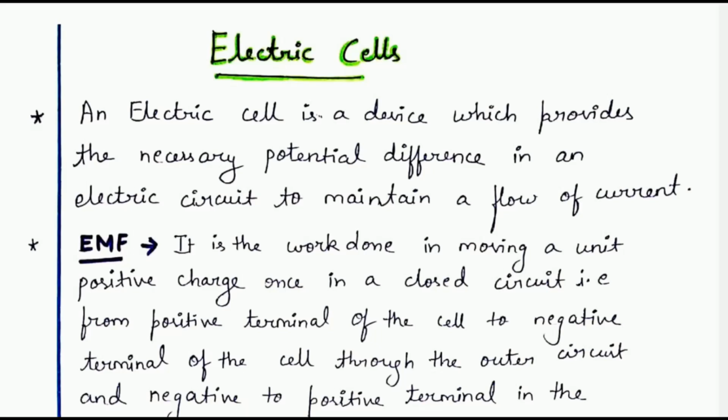For current to flow in a circuit, there must be some potential difference. And this potential difference is provided by an electrical cell. It is a device which provides the necessary potential difference in an electric circuit to maintain a flow of current.